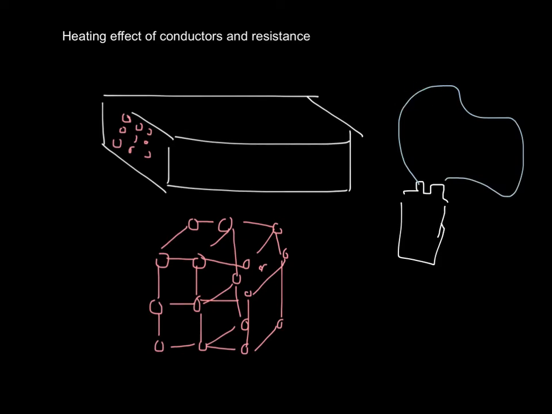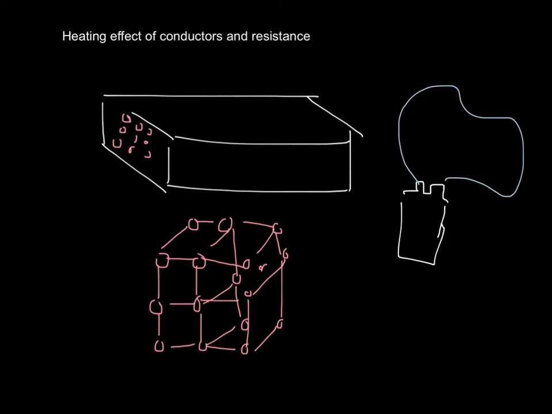Why does this happen? Well, the reason this happens is that inside the metal, the atoms are arranged a little bit like this, like in a crystal, and we call this arrangement a lattice. And the electrons, the outer electrons of these atoms, are actually free to move all around the conductors. They just can go around.